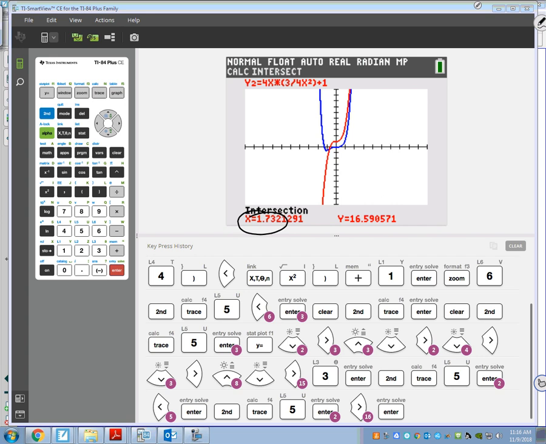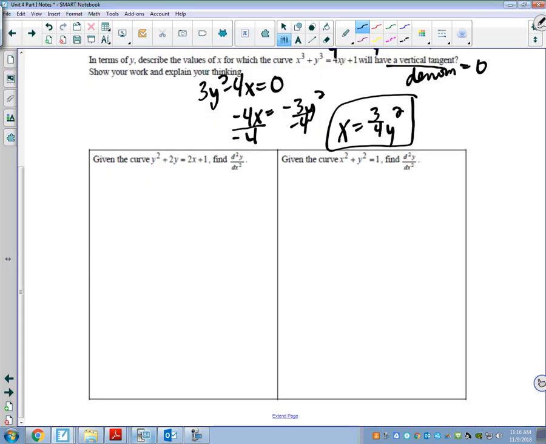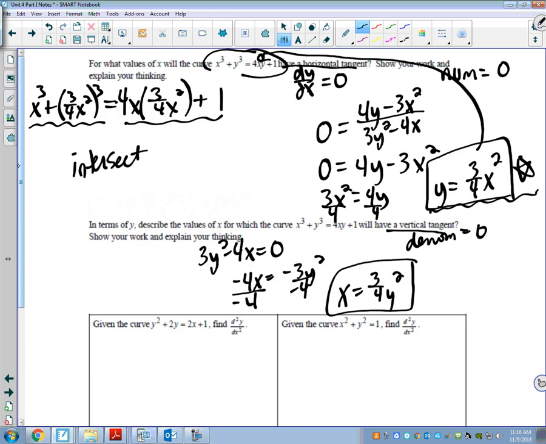So this is a good example of using your calculator to do that problem in class. Okay, so you find the intersection button and then you give me the x values for each one of those.